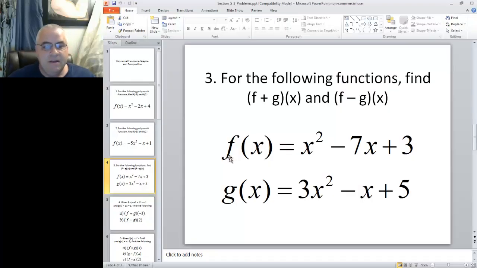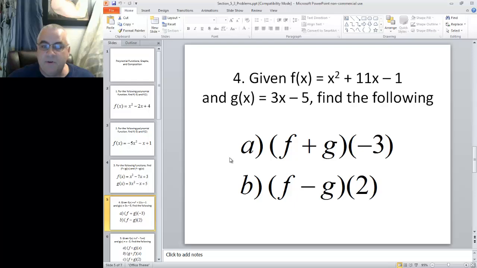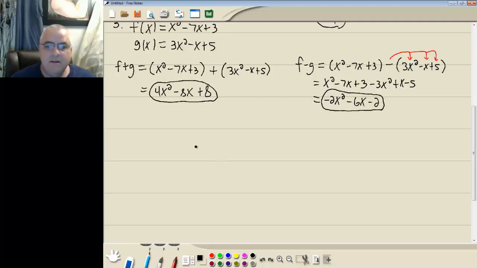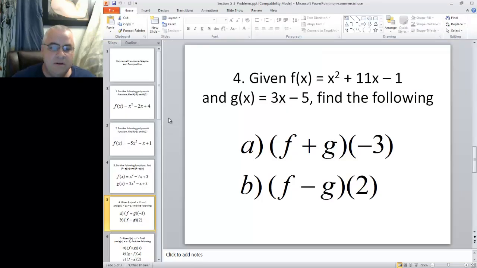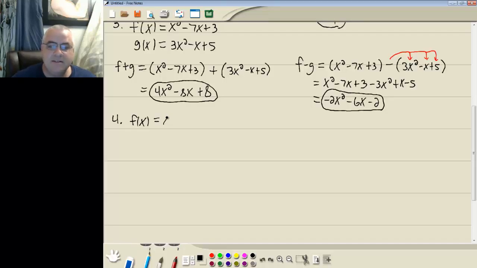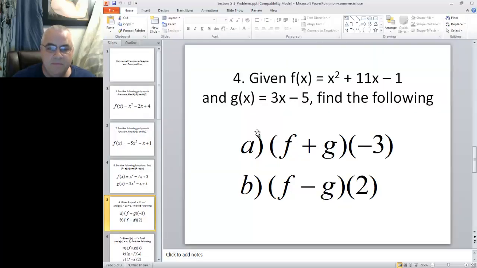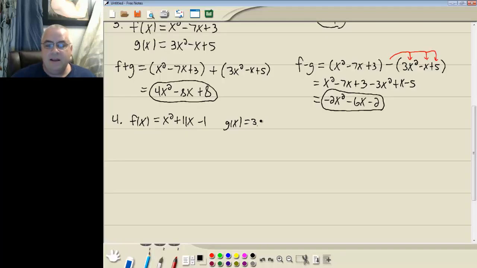Let's take a look at this one. This takes that a step further. So we got f of x equals x squared plus 11x minus 1, and g of x is equal to 3x minus 5.